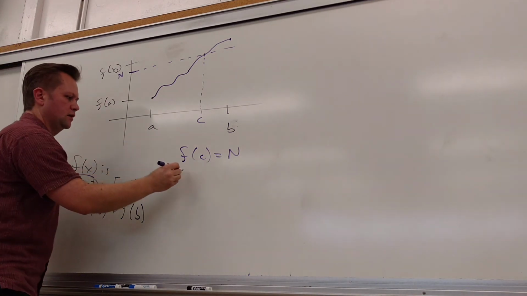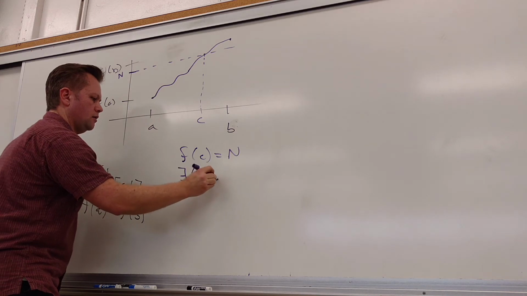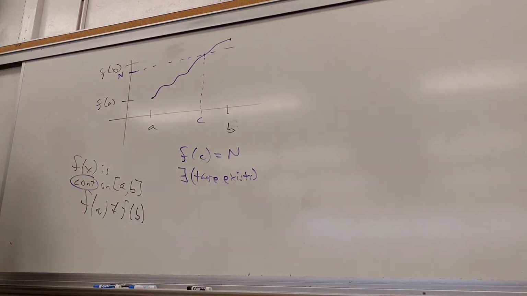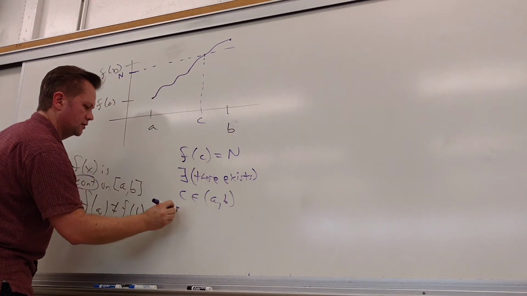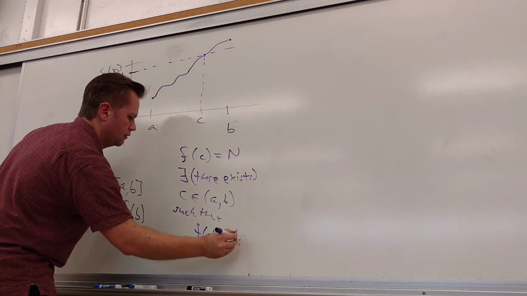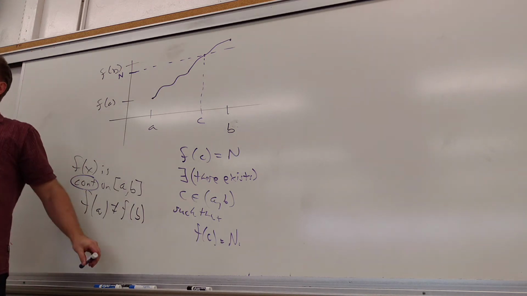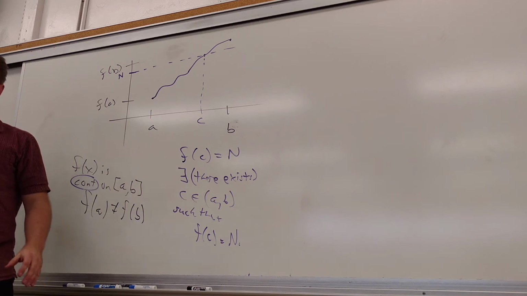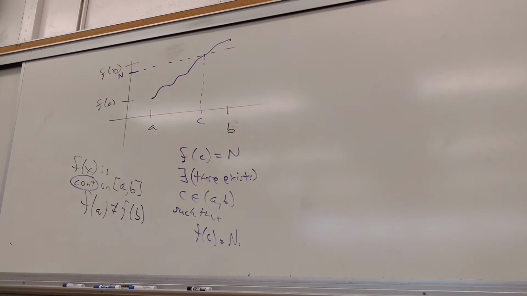There must exist. Let me show you, this means there exists, a big old backwards E. There exists C an element of A to B such that f of C equals n. Just to make it sound worse than it really is, but it's not that bad. So that's the intermediate value theorem, the IVT.